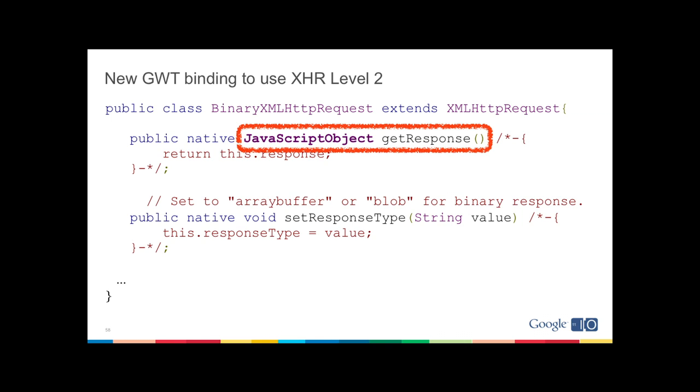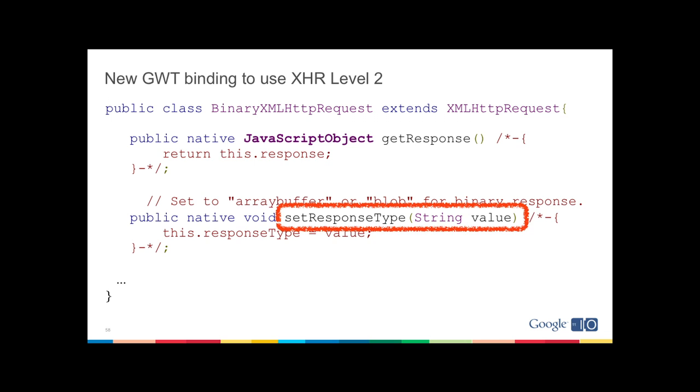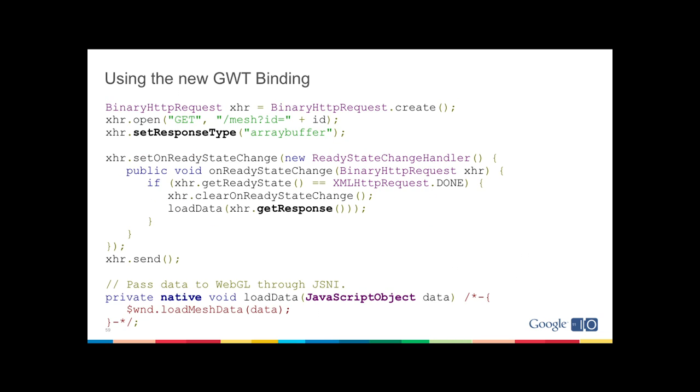And it comes back as a JavaScript object, which is something that the Java code is not going to try to interpret. It's just going to get thrown over into JavaScript immediately. And then you needed a method to set the response type you were expecting to one of these binary types. So those are the only additions you needed to make to XML HTTP requests to be able to do this. And then what it looks like to actually use is you make one of these objects, you open a connection to a specific URL, you set the response type to one of these new binary types.